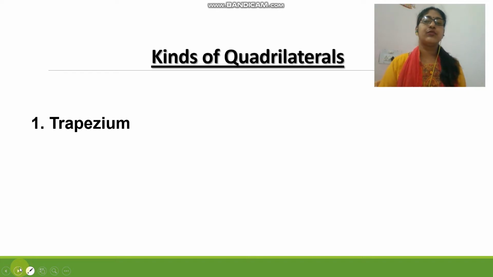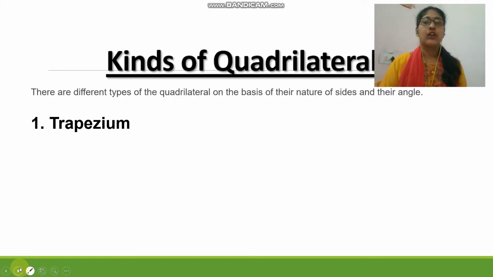Next, kinds of quadrilaterals. On the basis of the nature of their sides and angles, we divide quadrilaterals into 3 major parts: trapezium, kite and parallelogram. And further we classify parallelograms on their specific properties as rectangle, rhombus and square. So first we understand what a trapezium is.